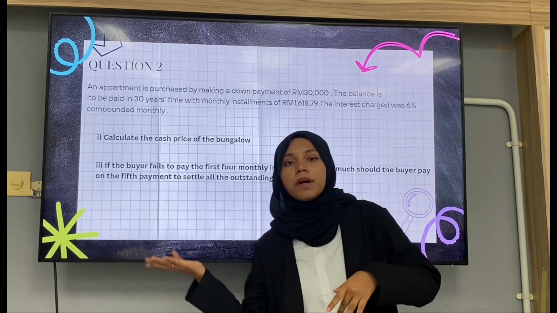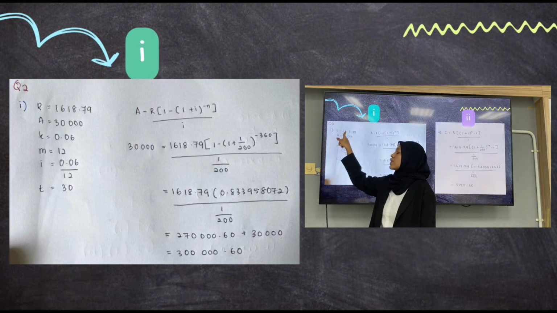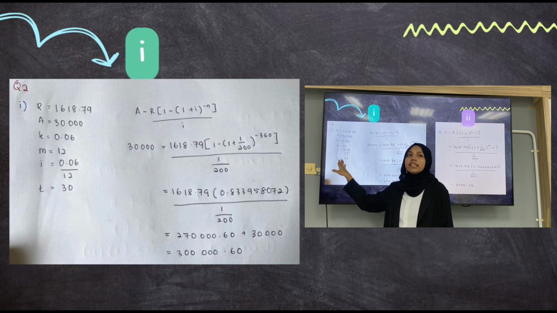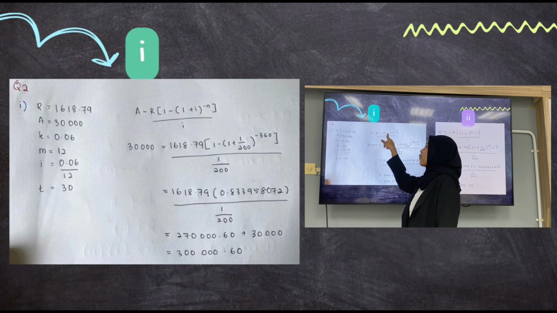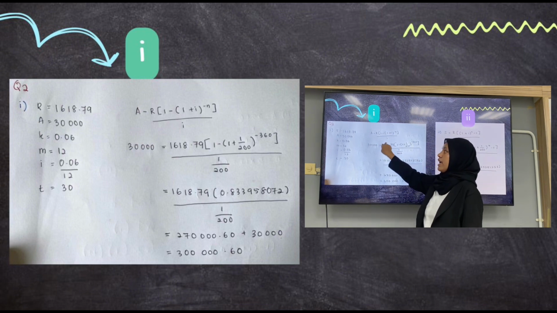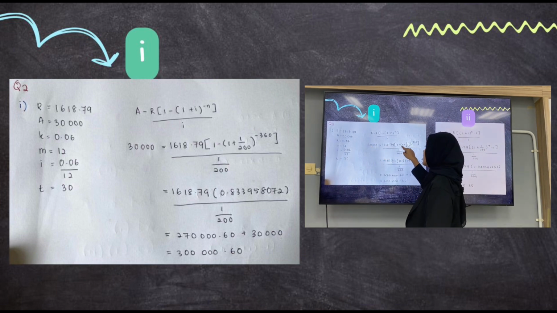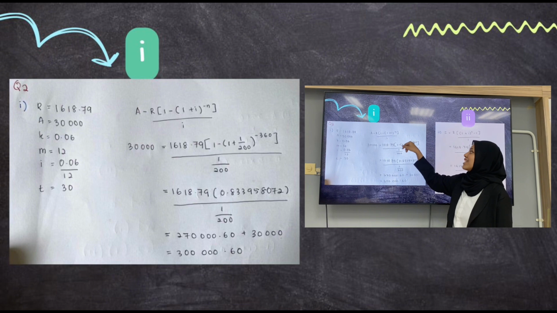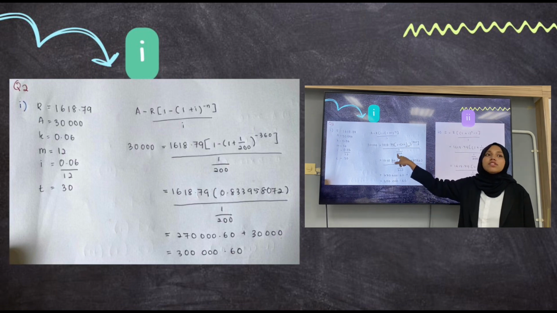This is the question number 2 of part B. For question 1 Roman, we need to calculate the cash price of bungalow. So R equal 1618.79, A equal 30,000, K equal 0.06, M 12, I 0.06 over 12, T 30. So we need to use this formula. A equal R bracket 1 minus bracket 1 plus I bracket power of negative n bracket over I. Insert the amount here, 30,000 equal 1618.79 bracket 1 minus bracket 1 plus 1 over 200 bracket minus 360 bracket over 1 divided by 200.